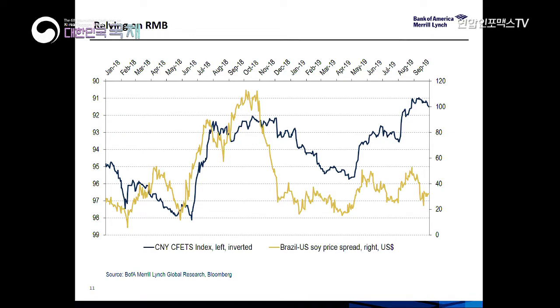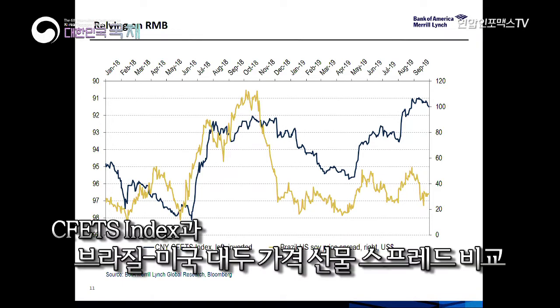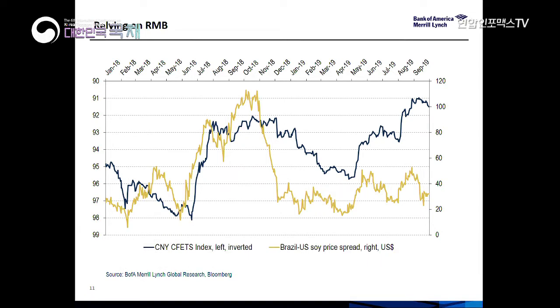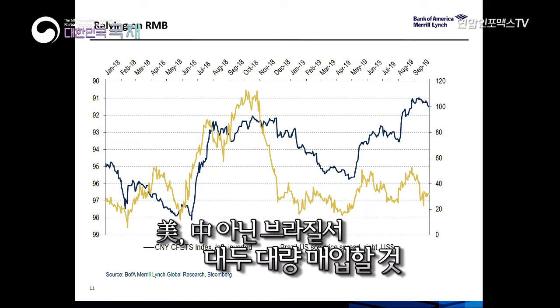The yellow line is actually a very good indicator of trade risk concerns in the market. Because whenever the market becomes concerned about US-China trade tensions, Brazil's soybean prices trade more expensive to US soybean prices, because the expectation is China will buy more soybeans from Brazil rather than the US. And as a result, you can see the renminbi has been strongly correlated with this trade war risk premium. But we can be even more specific than that. And people, including us, have been more specific.